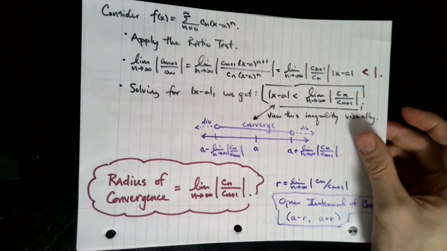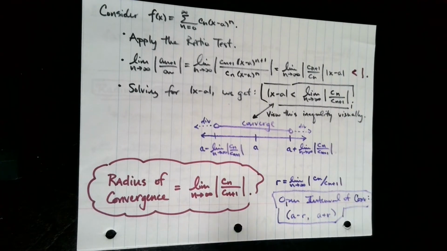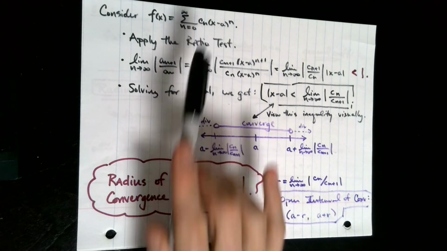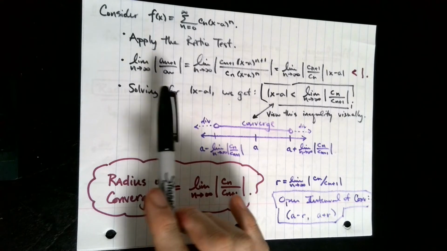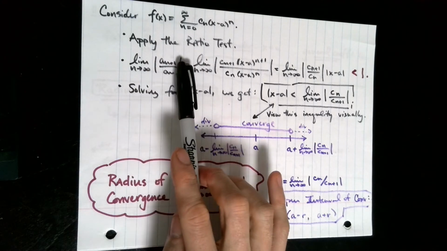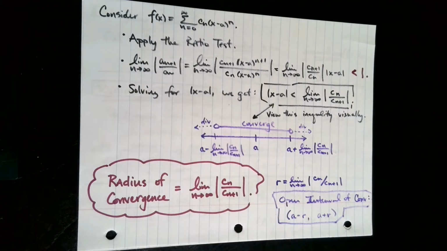So let's consider a power series of the classic form. We're going to apply the ratio test to it. When we apply the ratio test to a power series, just like when you apply it to any series, you just take the limit as n goes to infinity of the n plus 1th term over the nth term.